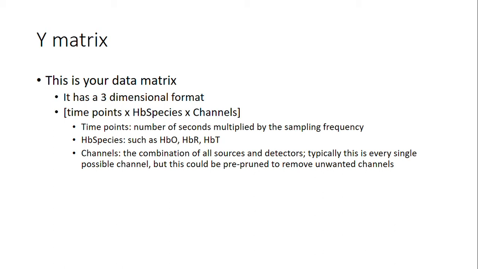The columns will be your hemoglobin species, and then the third dimension is going to be the number of channels you have. Keep in mind, whenever I say hemoglobin species, that's going to be HBO, HBr, and HBT, which is oxygenated hemoglobin, deoxygenated hemoglobin, and total hemoglobin. The channels are going to be the combination of all the sources and detectors. Typically, it's every single possible channel, but you can also pre-prune this out to remove any unwanted channels. So either you remove channels because they're too noisy, or you remove channels simply because they weren't of interest. So they were, say, on opposite hemispheres of the head.